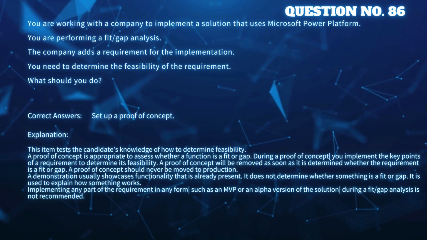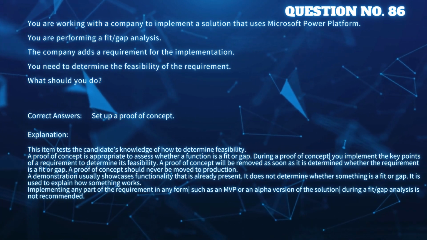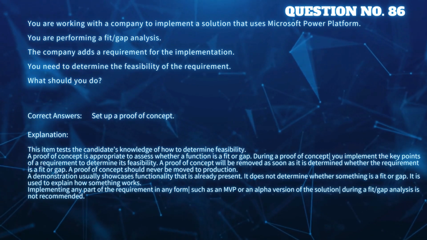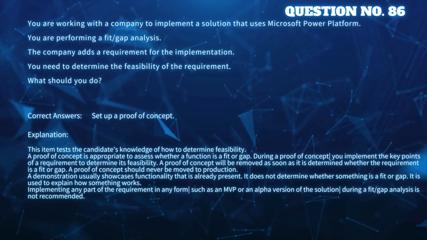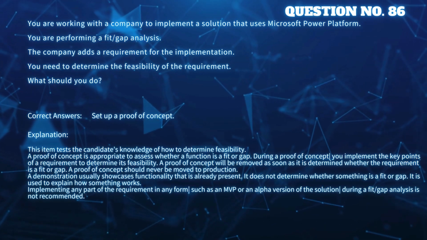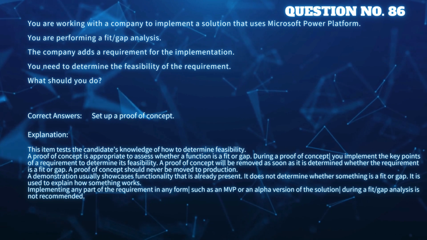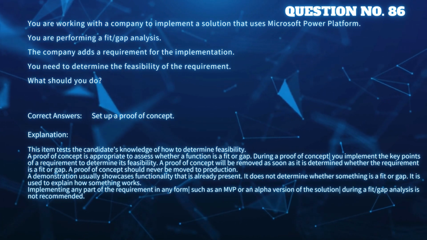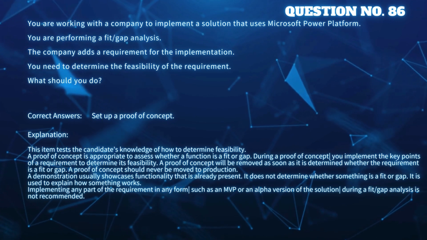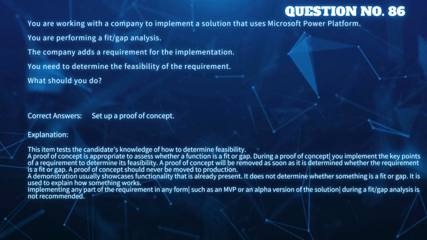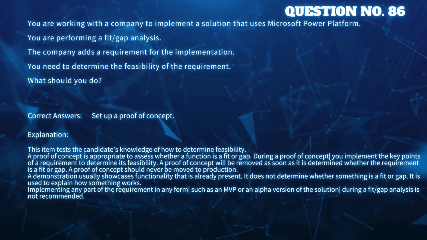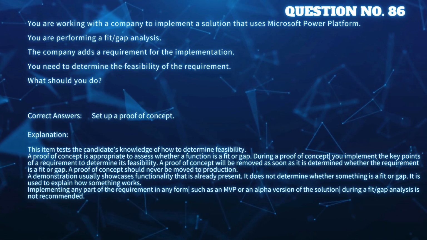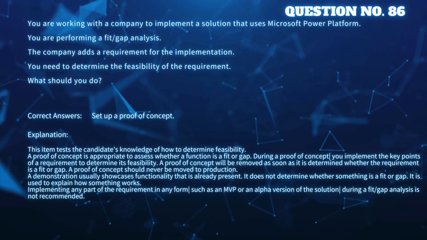A proof of concept will be removed as soon as it is determined whether the requirement is a fit or gap. A proof of concept should never be moved to production. A demonstration usually showcases functionality that is already present. It does not determine whether something is a fit or gap. It is used to explain how something works. Implementing any part of the requirement in any form, such as an MVP or an alpha version of the solution, during a fit/gap analysis is not recommended.